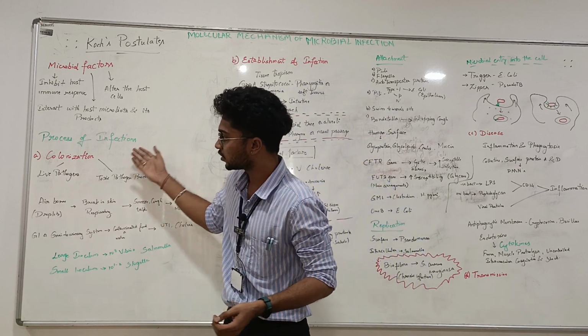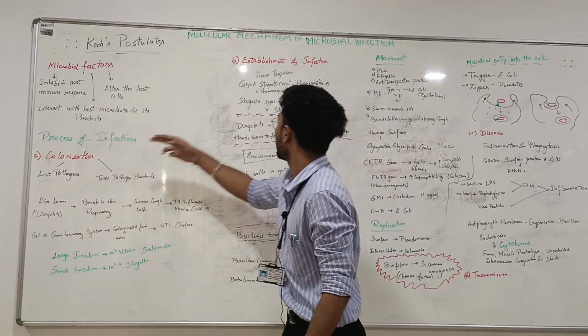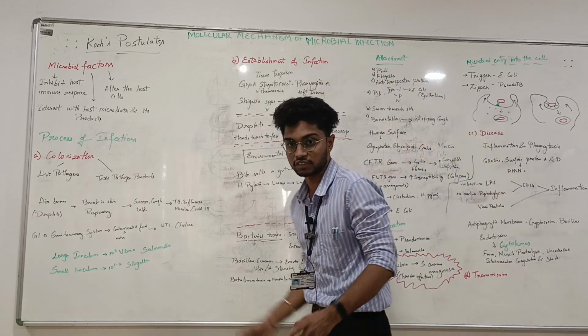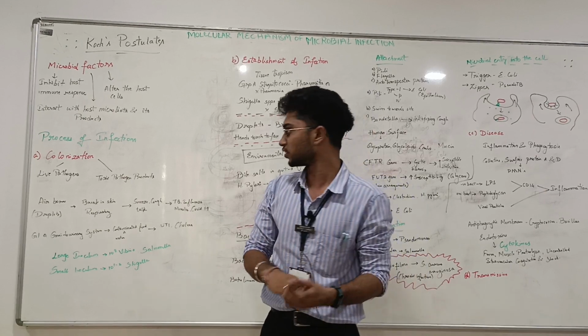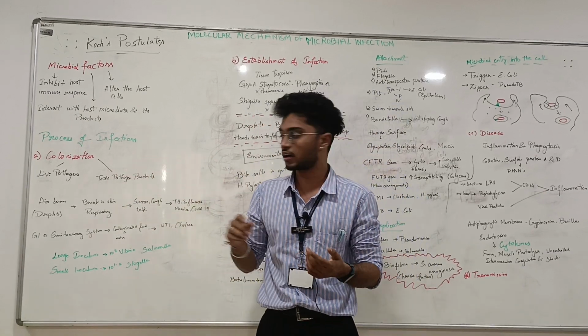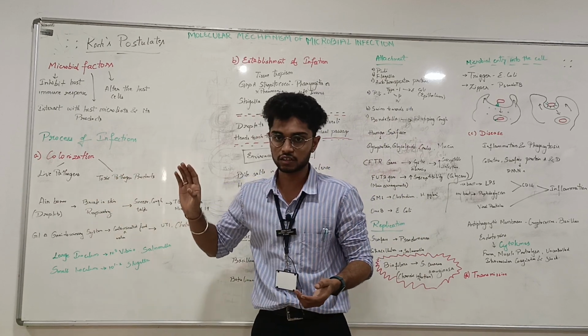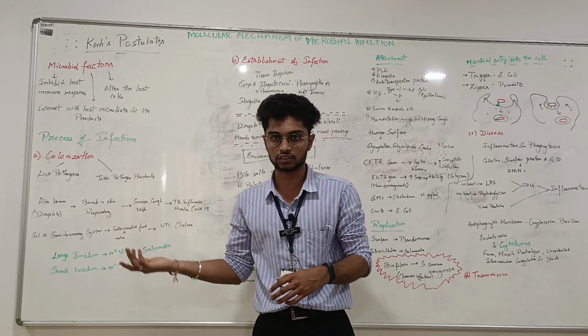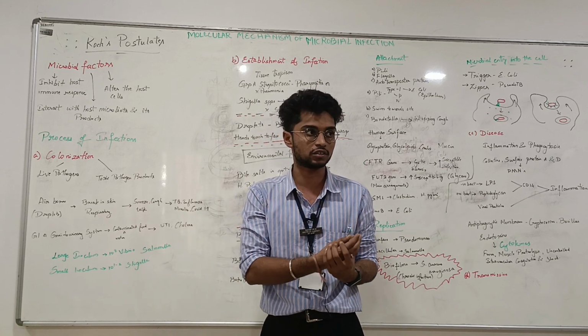Next, the process of infection. It is divided into four parts: colonization, establishment of the infection, disease progression, and transmission. So there are four stages. Starting with colonization: colonization occurs with the help of live pathogens, and toxic pathogen products can also cause infections, not only live pathogens.